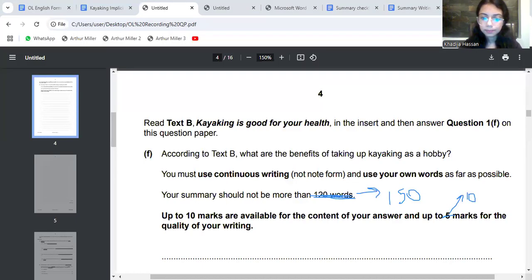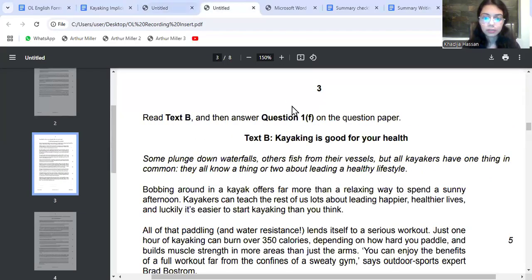Okay, that being said, when I say content of your answer, that implies the content points, the points that you are extracting from the text. And then the 10 marks for the quality of your writing implies your sentence structure, your word choice, your punctuation, variety of punctuation, varying sentence lengths, the fact that you can use complex sentences, compound sentences, and that you can use conjunctions and transitional devices. All of that makes up the quality of your writing. And now let's read the insert.